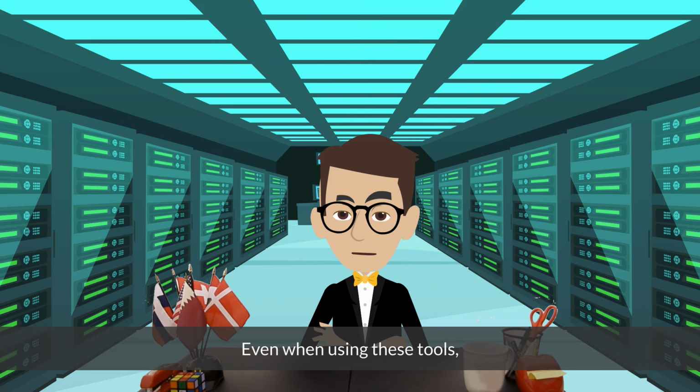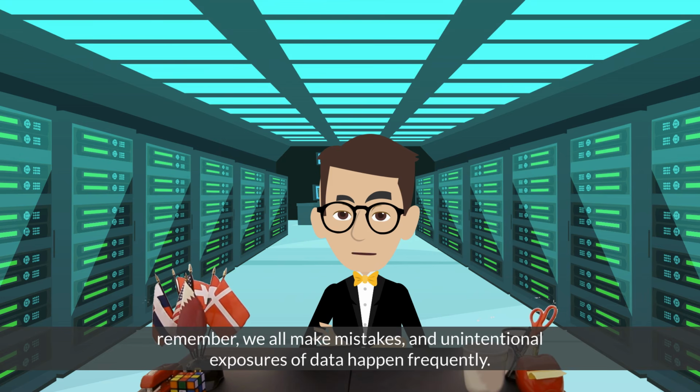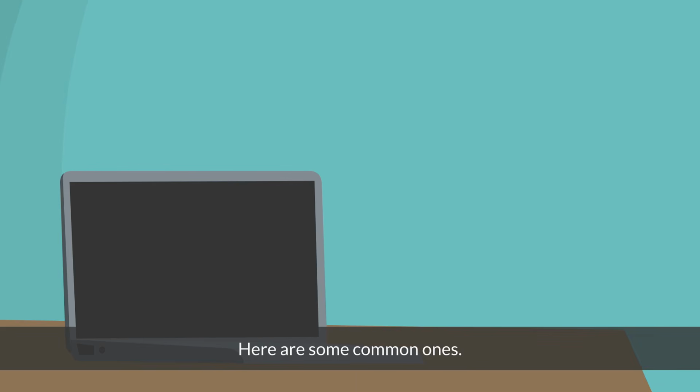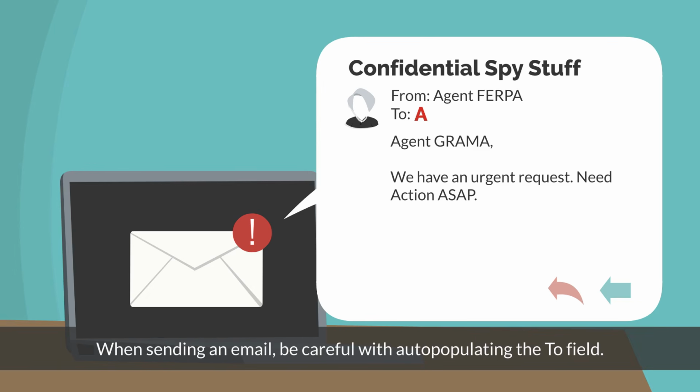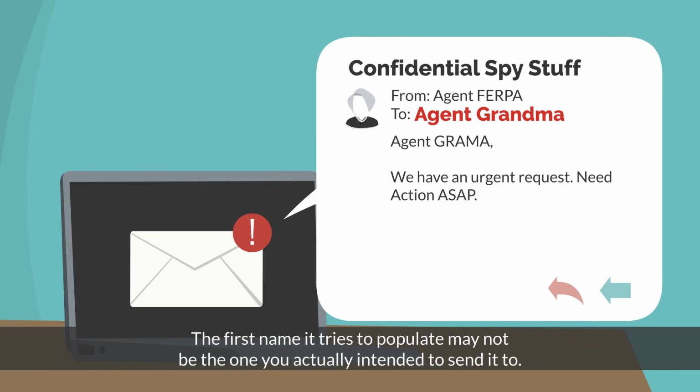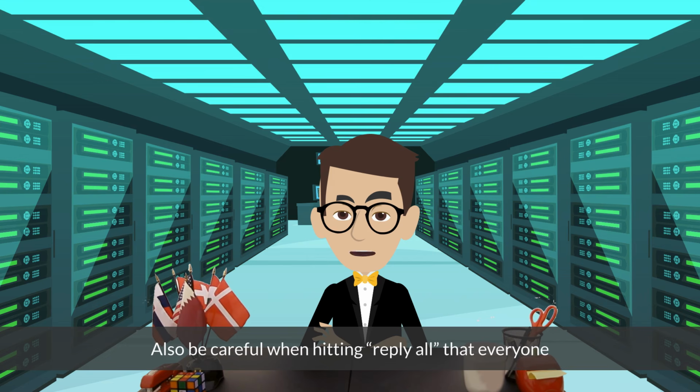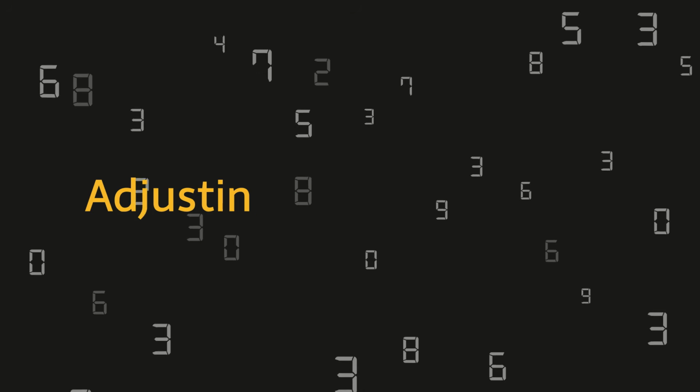Even when using these tools, remember, we all make mistakes, and unintentional exposures of data happen frequently. Here are some common ones. When sending an email, be careful with auto-populating the to field. The first name it tries to populate may not be the one you actually intended to send it to. Also be careful when hitting reply all, that everyone on the thread actually should have access to the information.